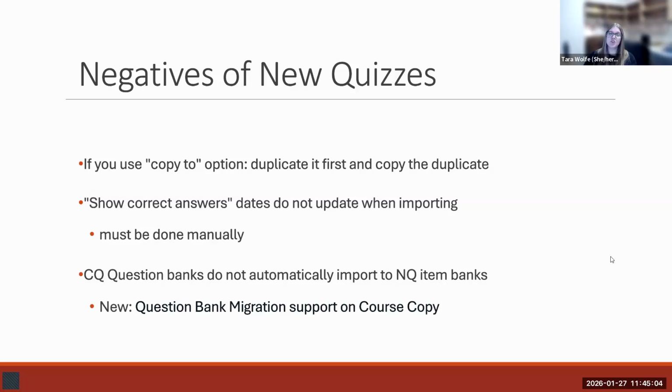Some things to keep in mind. If you use the copy to option a lot, if you want to copy that same quiz to yourself in another course, or if you're sharing this with another faculty, this copy to option is best if you duplicate it first. So duplicate it within the same course, and then use the copy to function on the duplicate. Every once in a while, there's a weird glitch where if you copy the quiz you're actually using, whatever changes are made in the copy will also edit that original quiz. So this is one way to make sure you're not going to get that glitch.